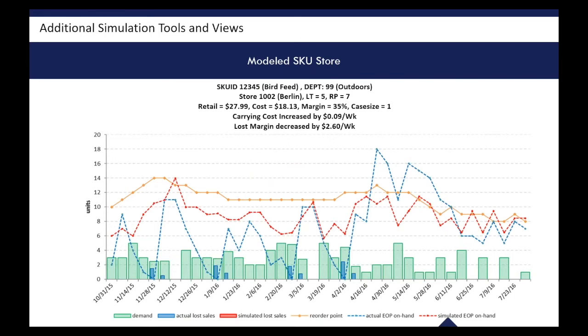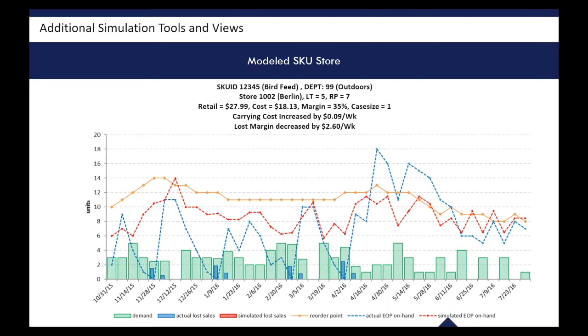The simulation tool also gives us the ability to drill down to the SKU store level and observe what actually happened versus what the simulation tool would have done had we applied profit optimal iCost and reorder points. The text at the top of this chart walks you through the SKU store attributes as well as recaps the simulation changes. So here we have SKU 12345. It's a bird feed SKU. It exists in Department 99, which is outdoor. The store we're observing is location 1002.